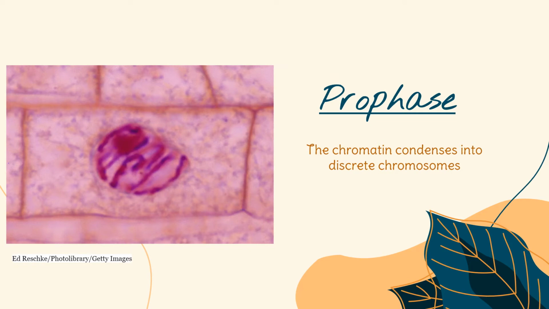Next to the second phase or stage in mitosis, that is prophase. In prophase, the chromatin condenses into discrete chromosomes. The nuclear envelope breaks down and spindles form at opposite poles of the cell. Prophase versus interphase is the first true step of the mitotic process.